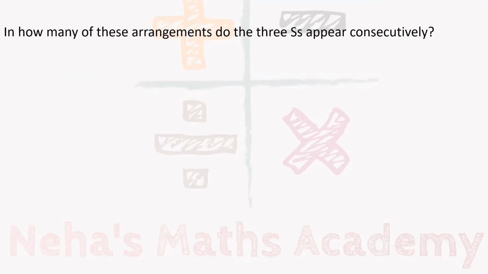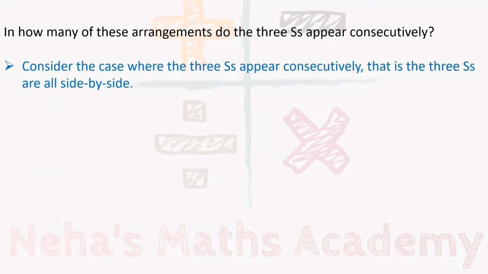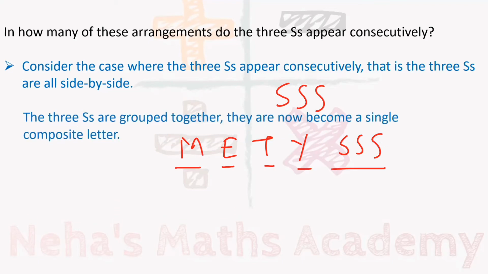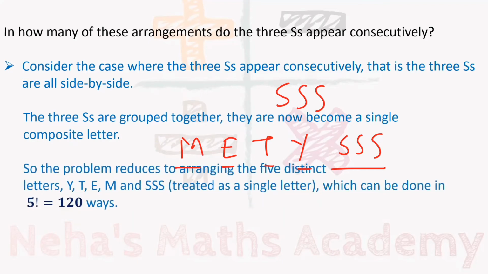In how many of these arrangements do the three S's appear consecutively? We want these three S's together. It should be consecutive. So we will consider these three S's as one big letter. And remaining letters are M, E, T, Y. And this is one big letter. So this problem is reduced to arrangement of five distinct letters. And how many ways are there to arrange five distinct letters in five positions? There are 5 factorial ways, and 5 factorial is 120.